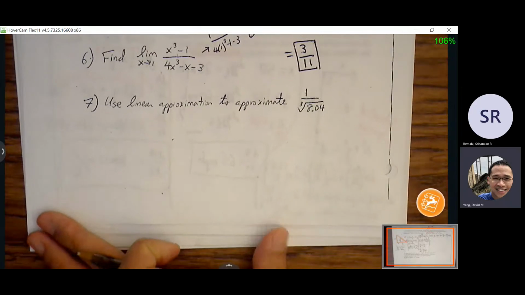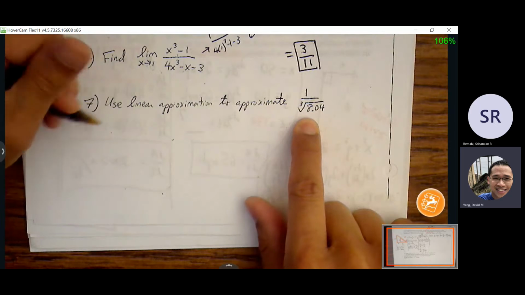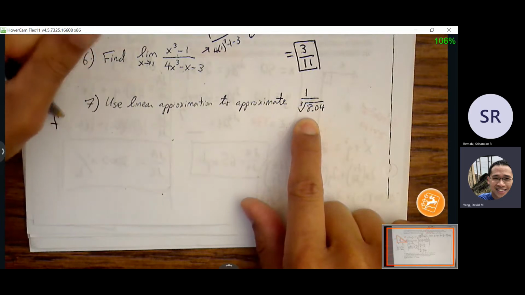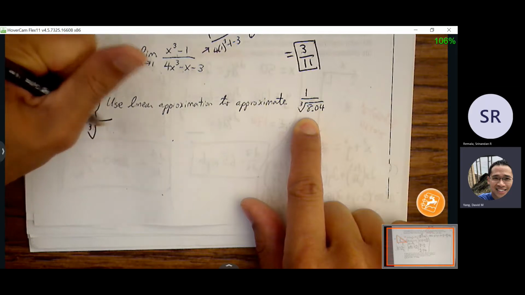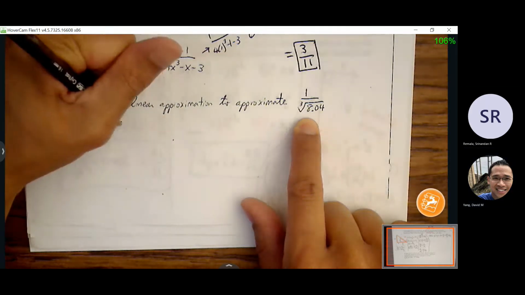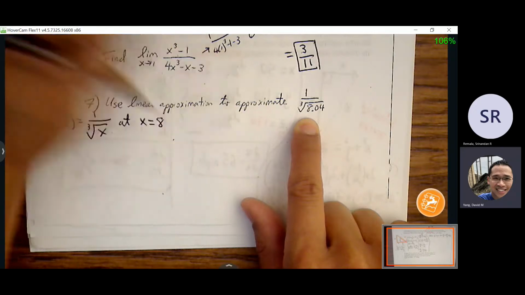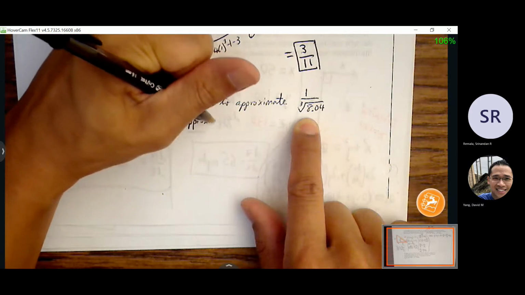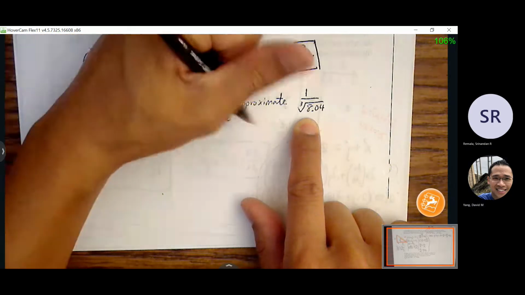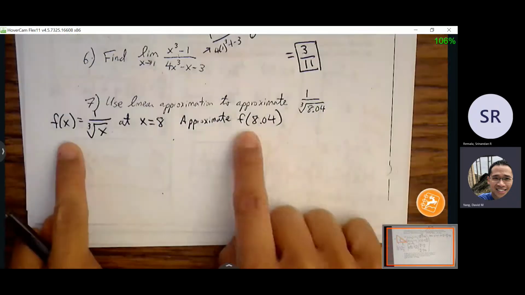Number 7, use linear approximation. I won't present the problem like this. I'll present the problem more straightforward. I'll say your function is 1 over cube root of x, and then the x value is at 8, and then approximate f of 8.04. So I'll present the problem more like this.